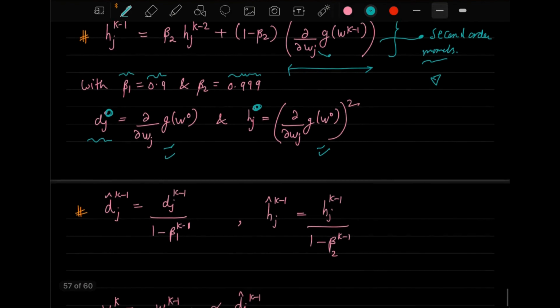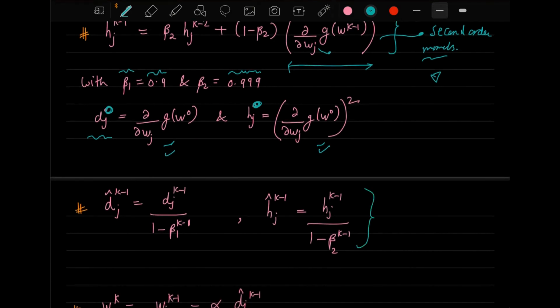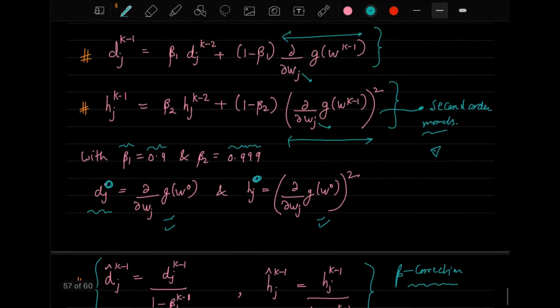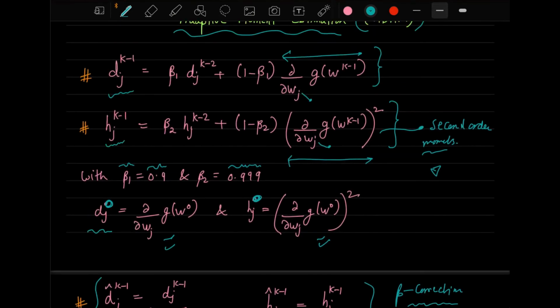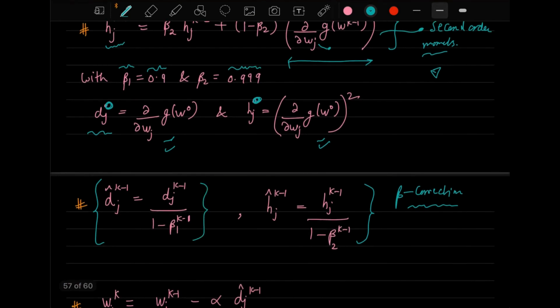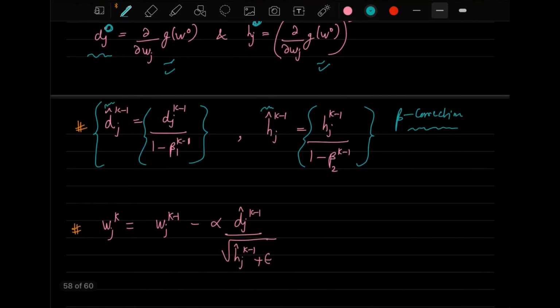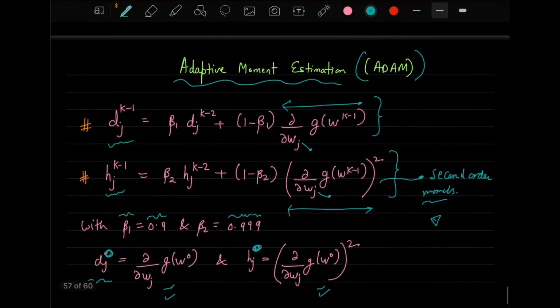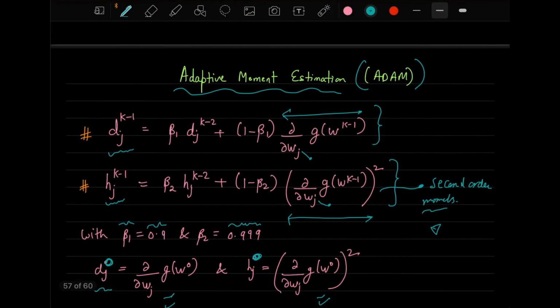And now one more thing that they do is beta correction, also called bias correction, which we have already discussed in the time series concept. So once you get these values of dj k minus 1 and hj k minus 1, you do beta correction with this, and what you get is hj hat and dj hat k minus 1, and then you do the gradient descent like this, where you have these values fused in this fashion. So this is basically your ADAM optimizer, and the earlier one was RMS prop.